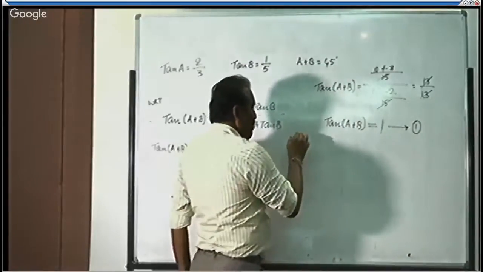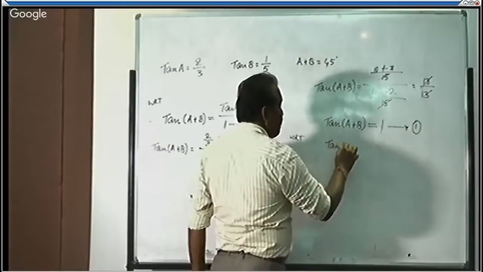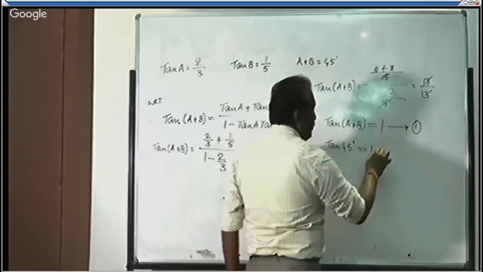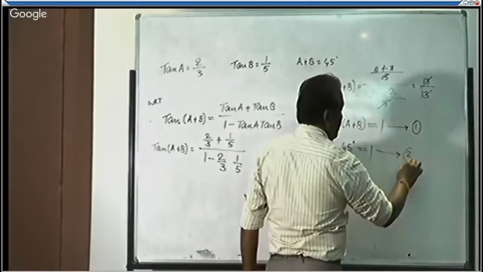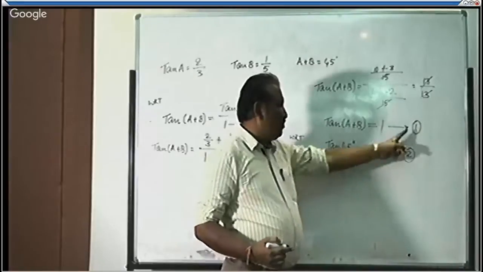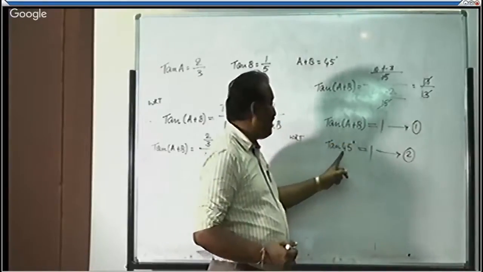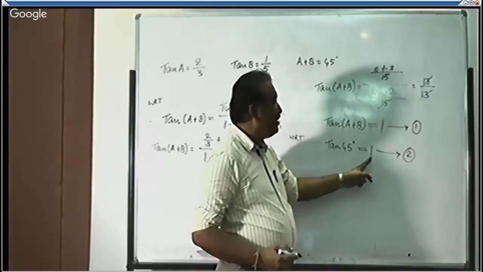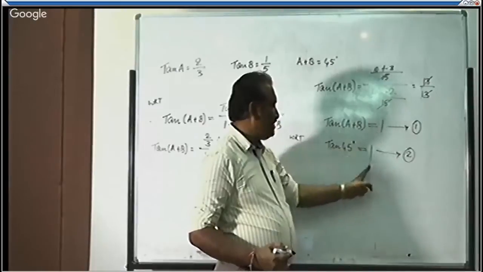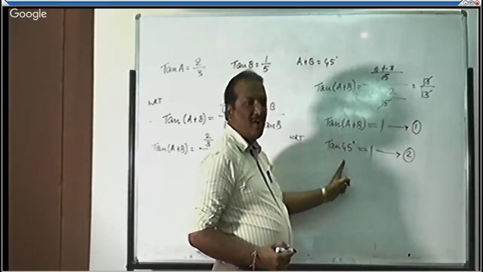But we know very well that tangent of 45 degrees is always numerically equal to 1. It is a well-known fact. We call tan of A plus B is equal to 1 equation 1, and tan of 45 degrees is equal to 1 equation 2. Now compare equations 1 and 2. You have the same RHS and the same trigonometric function. In the place of A plus B, there is 45.